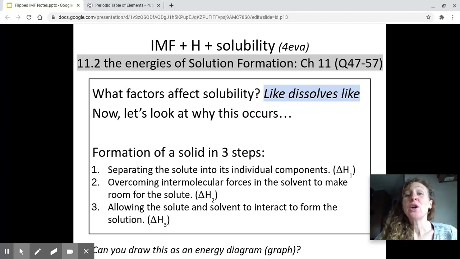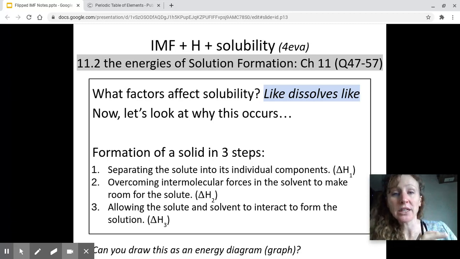Okay, so remember when we talked about solubility before, we talked about this general principle of like dissolves like, right? Polar things are going to dissolve into other polar things. Nonpolar things are going to dissolve into other nonpolar things. And now you can start to see why polar things are attracted to other polar things, because a polar molecule is going to have a dipole, and that dipole is going to be attracted to other dipoles and other polar things. There's definitely going to be an attraction there, and that attraction is what drives solubility.